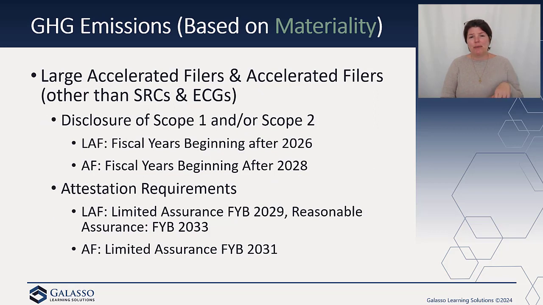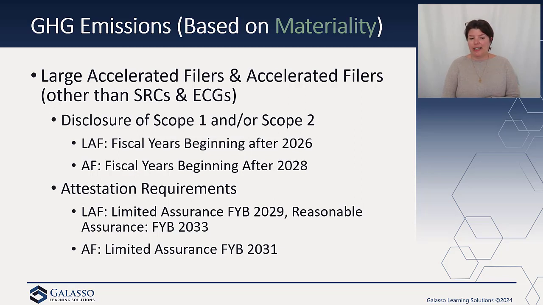A lot of the conversation from the original proposal was around the greenhouse gas emissions. Originally, they had proposed scope 1, scope 2, and scope 3. In the final version, they only included scope 1 and scope 2. And this is only for our large accelerated filers and our accelerated filers. They exclude our smaller reporting companies and our emerging growth companies. As a result, those are going to require disclosure of your scope 1, which are your direct greenhouse gas emissions, and then scope 2, which are your indirect greenhouse gas emissions from generation of purchased or acquired electricity, steam, heating, cooling, etc. The disclosures are going to be phased in over time. Large accelerated filers go first, and they're looking at fiscal years in 2026.